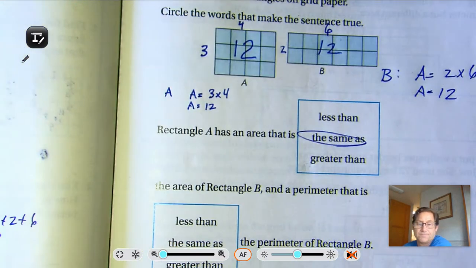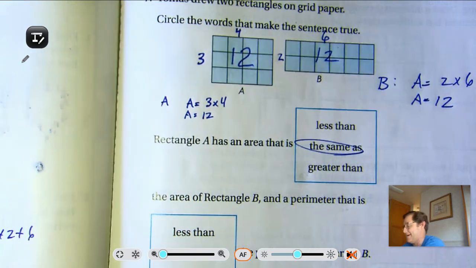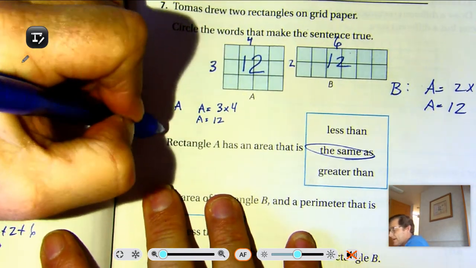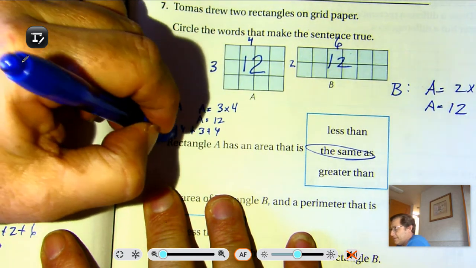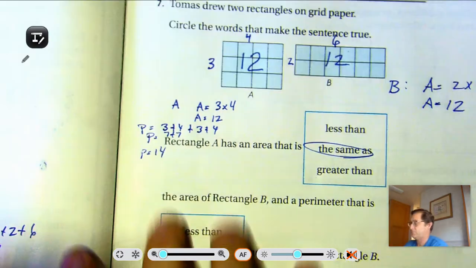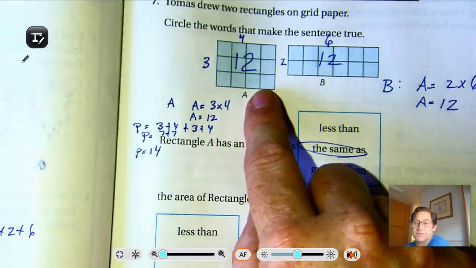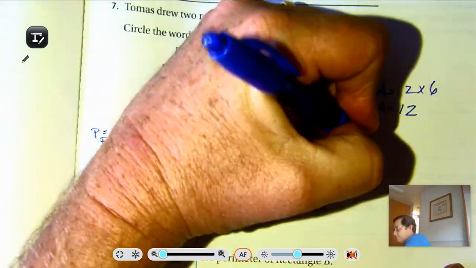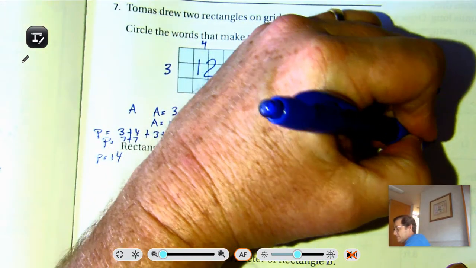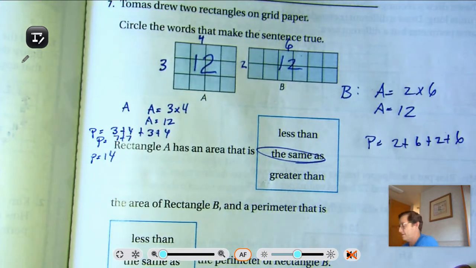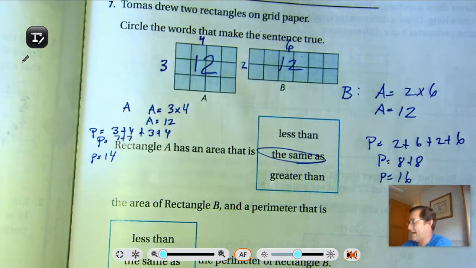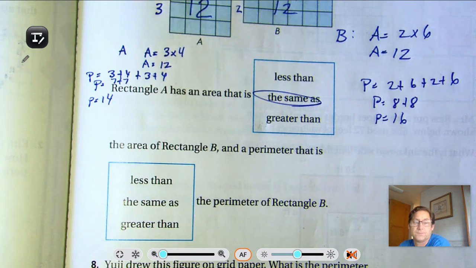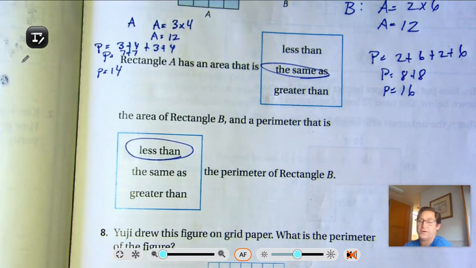And a perimeter. Okay, so what's the perimeter of A? A is 3 plus 4 plus 3 plus 4. So the perimeter is 7 plus 7. So its perimeter is 14. A's perimeter is 14. B's perimeter is 2 plus 6 plus 2 plus 6. 8 plus 8 equals 16. So A has a smaller perimeter, and a perimeter that is less than the perimeter of B.